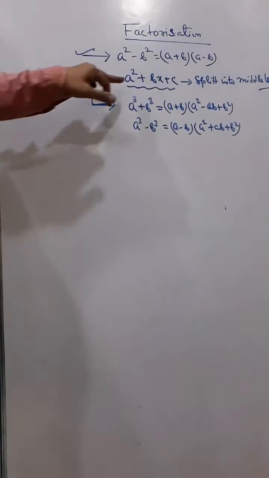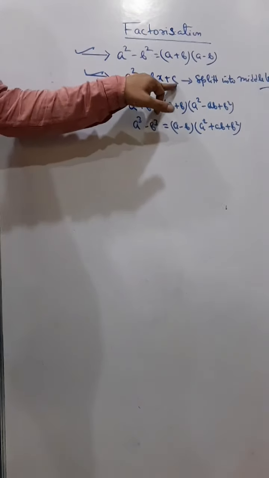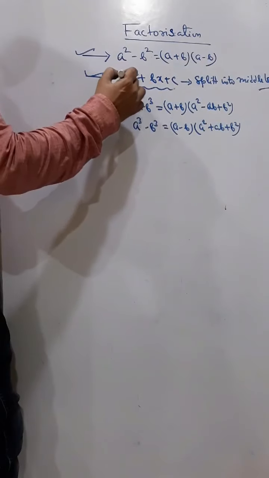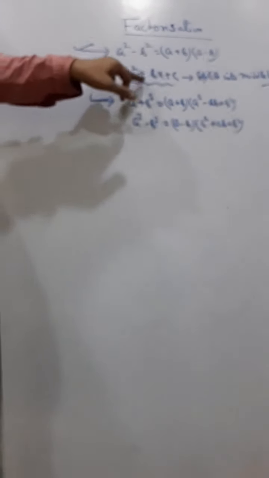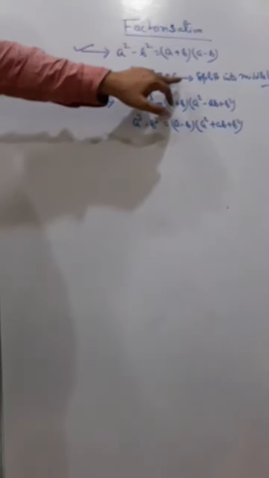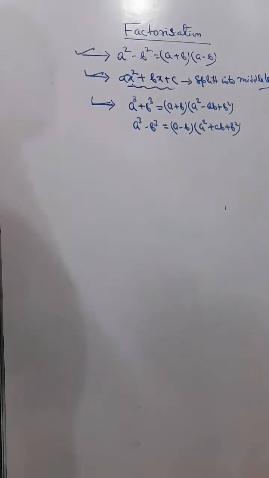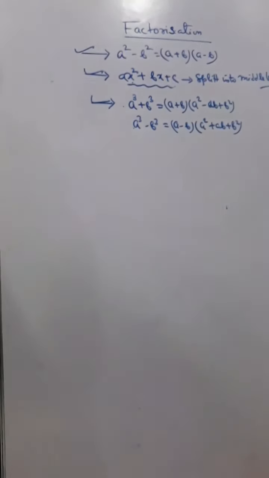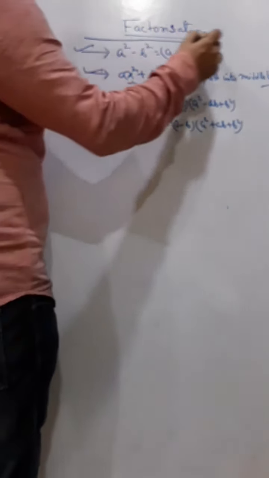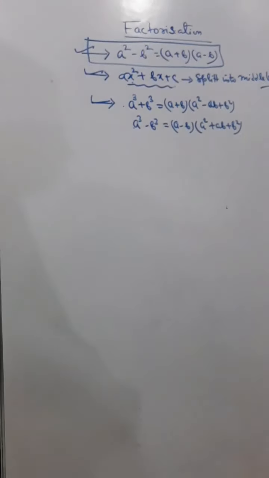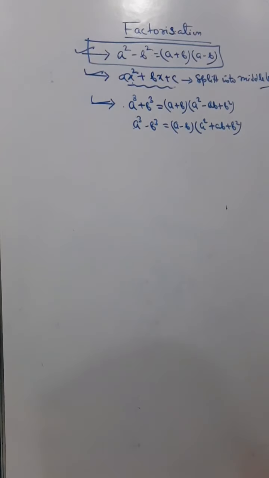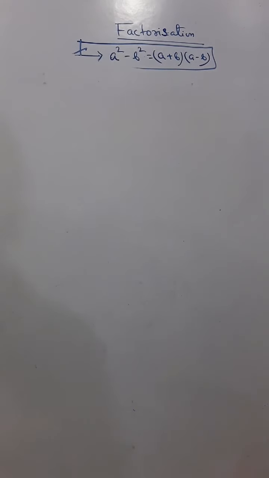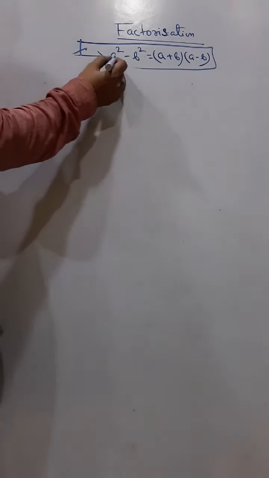So first in the form of a square minus b square, second in the form of ax square plus bx plus c equals to 0, that is splitting into middle term. And then we have a cube plus b cube and a cube minus b cube. So we'll do one by one. So first we'll do this form of factorization.